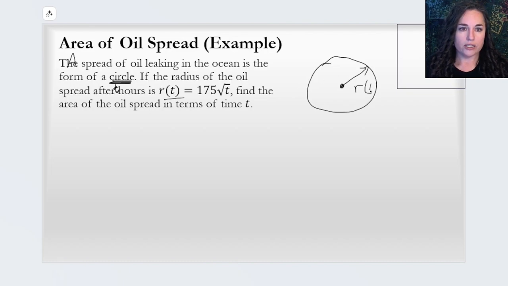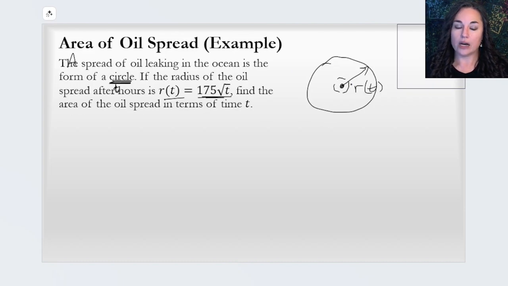So this radius is getting larger. It starts small and over time, as a function of time, it gets larger, right? So that radius increases as a function of time. And that's the equation for it. Find the area of the oil spread in terms of time t.